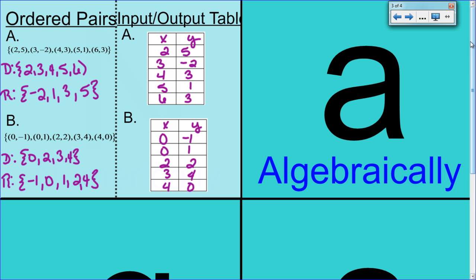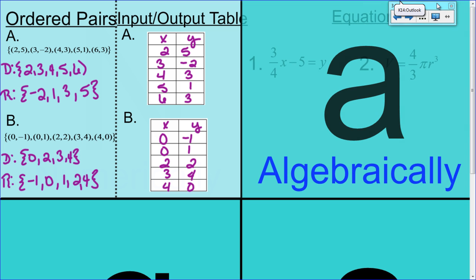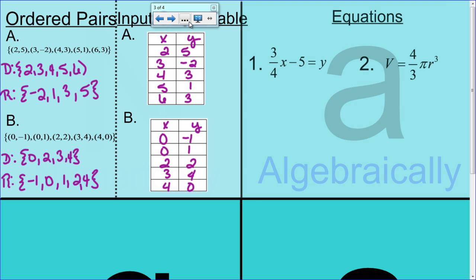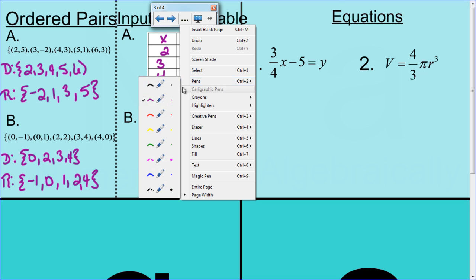The second one is going to be algebraically. So close that flap, go to your A flap, and underneath the letter A, I want you to write algebraically, because algebraically is another way that we could see functions represented. So here we go. We're going to fill in this flap. So by algebraically, what I mean is we could write them as equations.